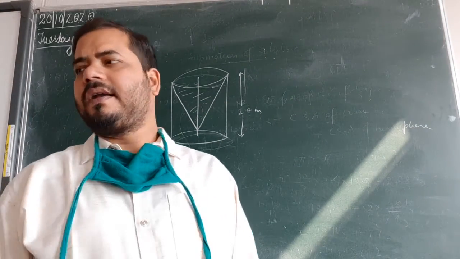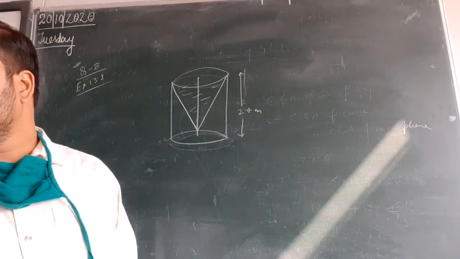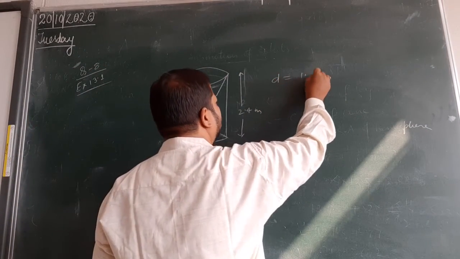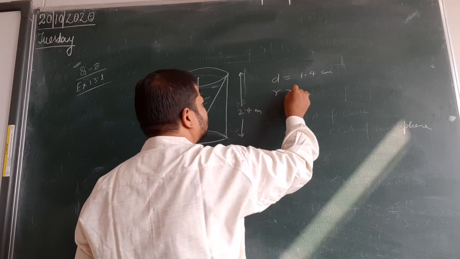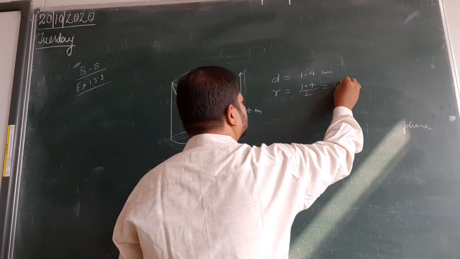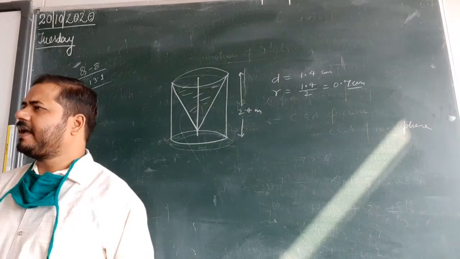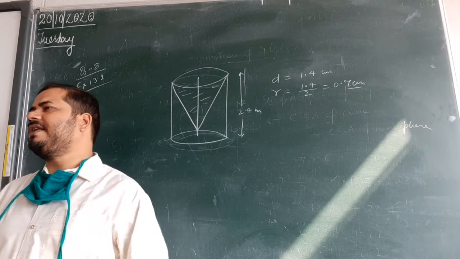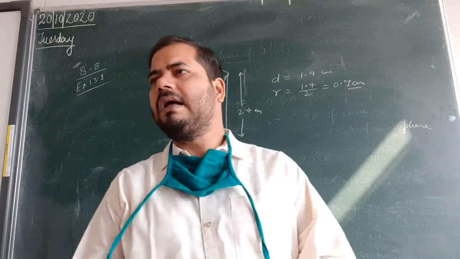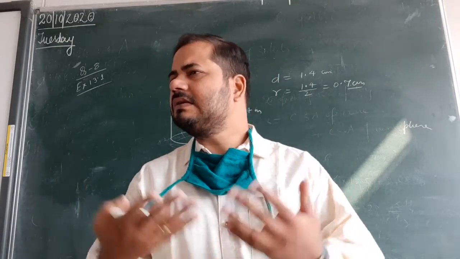If the radius is to be found, what is the radius? Diameter is 1.4 centimeters. So radius is 1.4 by 2, this is 0.7 centimeters. This is the radius. Height is already given. So what is the total surface area of this particular part? Do you know what the concept of surface area is? Whatever part you can see by your eye, this is the surface area.